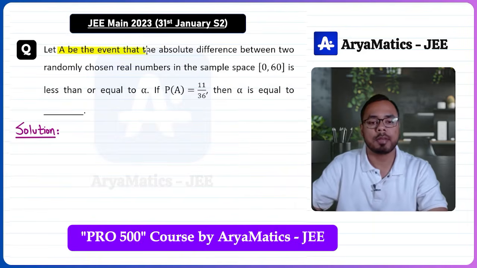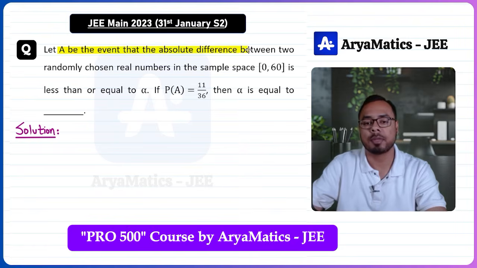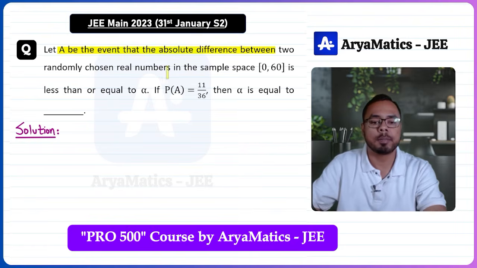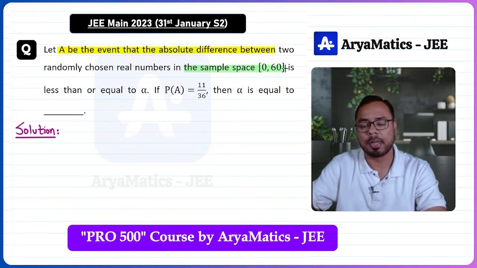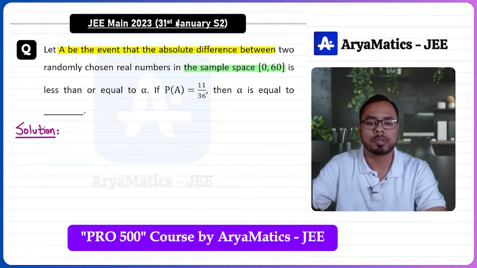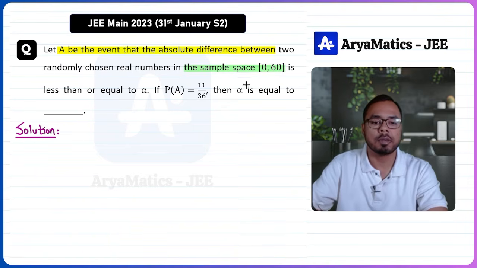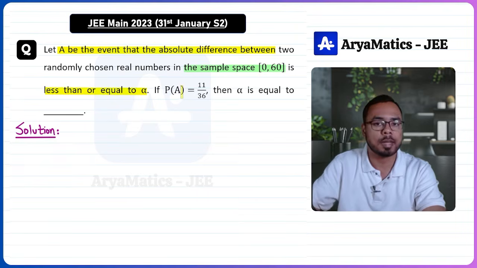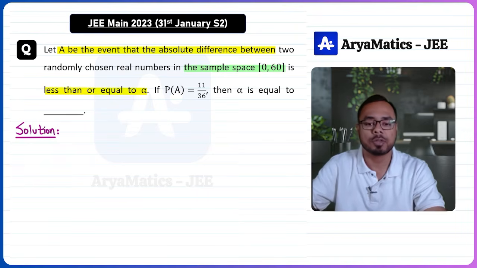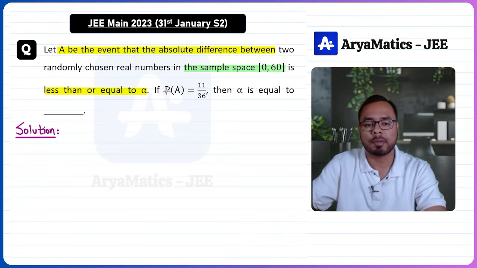Let A be the event that absolute difference, that means modulus of difference between the two numbers, two randomly selected real numbers in this sample space 0 to 60. So we are selecting any two numbers from 0 to 60, and the modulus of the difference of those two numbers is less than or equal to alpha. The probability of this thing is 11 by 36. So then we have to find the value of alpha.